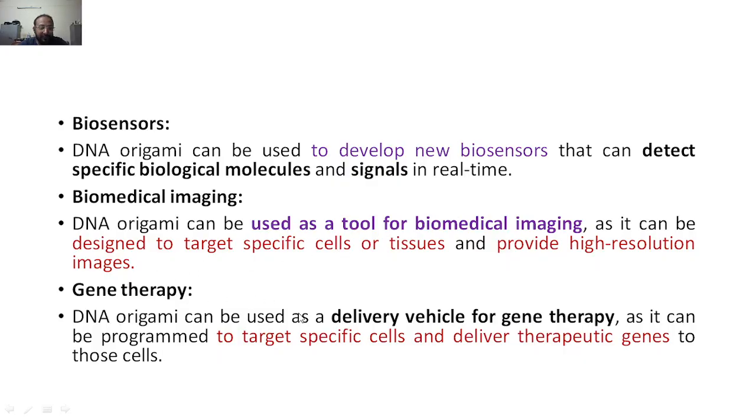So next, gene therapy. DNA origami can be used as a delivery vehicle for gene therapy. That means it has been used as a drug delivery system, and similarly, it can be used for a gene delivery system.